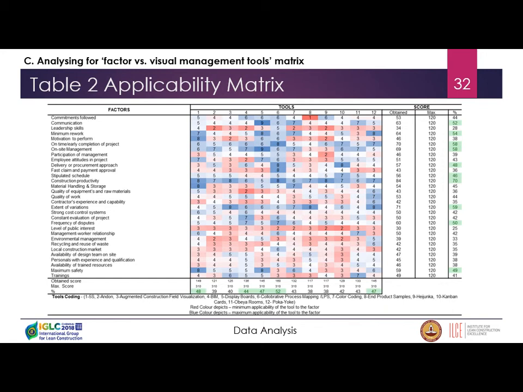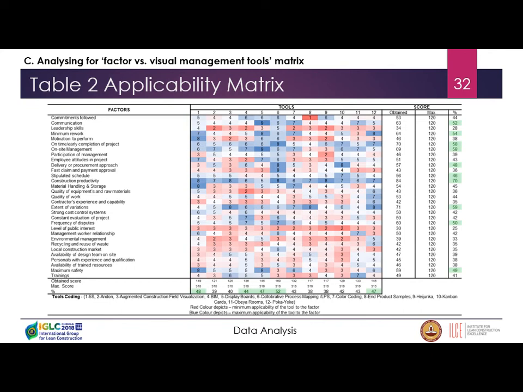Now, linking the second objective and the third objective. This is a table that shows the 12 tools. They have been coded here, and these are all the factors. This is an applicability matrix. For a particular factor, relative grading was done. 0 means it is not applicable, and 10 is most applicable.